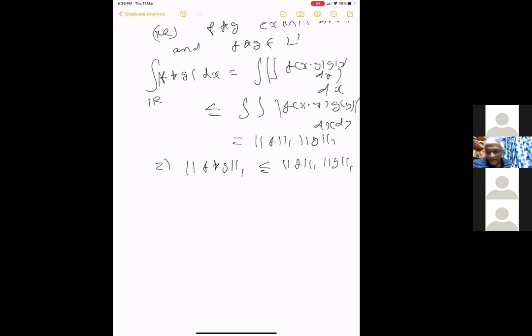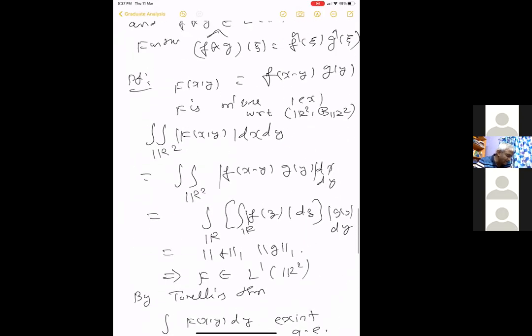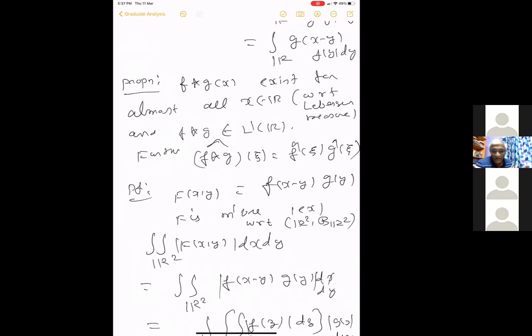So any doubt, anything to ask till now? What I have done is, we have two L1 functions, then we have defined a multiplication on L1, which is the convolution of two functions, and we have proved that the convolution exists. The convolution as a function exists almost everywhere, and that's what we want. We usually say L1 functions are almost everywhere defined.